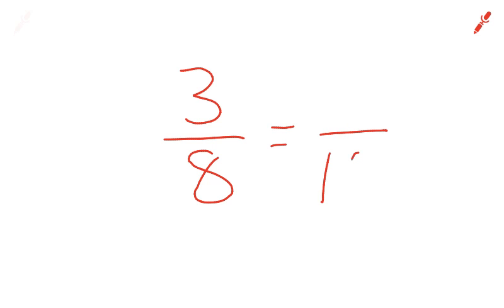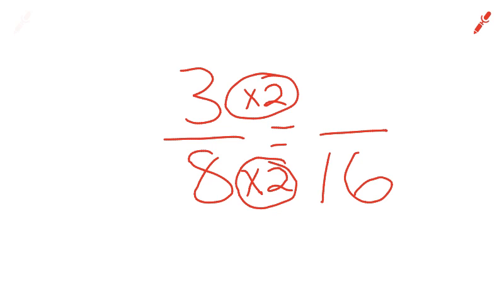So 1a, we need to fill in what's missing, and it gives us 3 over 8 equals something over 16, and that something is what we need to figure out. 8 times what will equal 16? And whatever we do 8 times there, we got to do it up here also. So let's figure that out. 8 times 2 is 16. So if we do a times 2 on the bottom, we have to do a times 2 up here. 3 times 2 is 6.